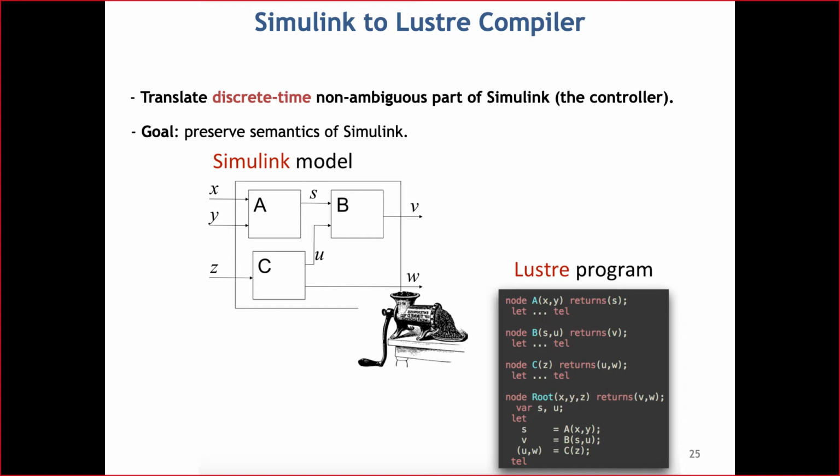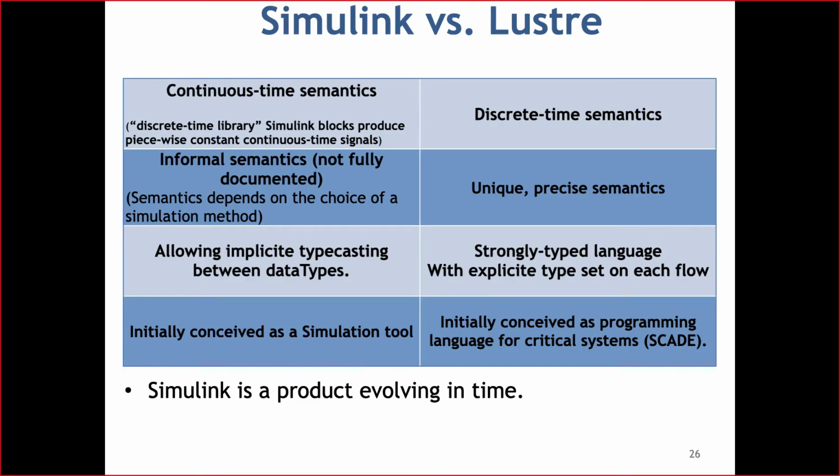And the order of equations in Lustre is not important, because the Lustre compiler makes sure of that. It's a synchronous dataflow language, so the order is computed at compilation time. So it's very similar to Simulink. The advantage of using Lustre: Simulink supports continuous time as well as discrete time, while Lustre only supports discrete time.